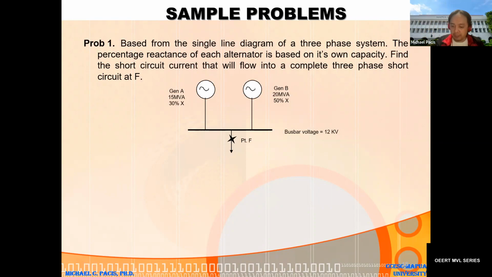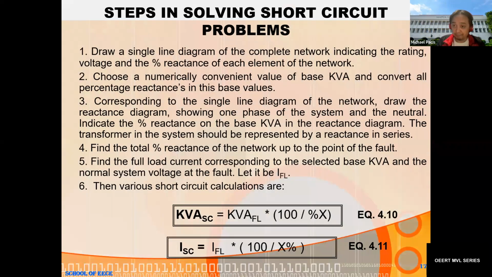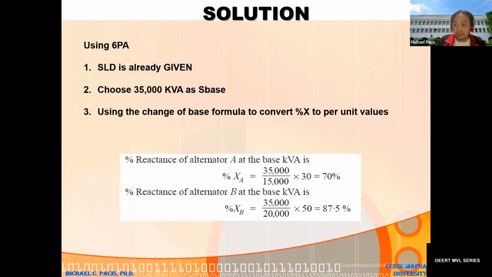Okay, now we will make use of the 6-point algorithm. And again, it's up to you how to analyze it because the solution is already given to you. I am just explaining it one by one, and then from there, just practice so that you can fully understand. So in this case, using the 6-point algorithm, the SLD is given, right? Now you can choose any base number that you want.